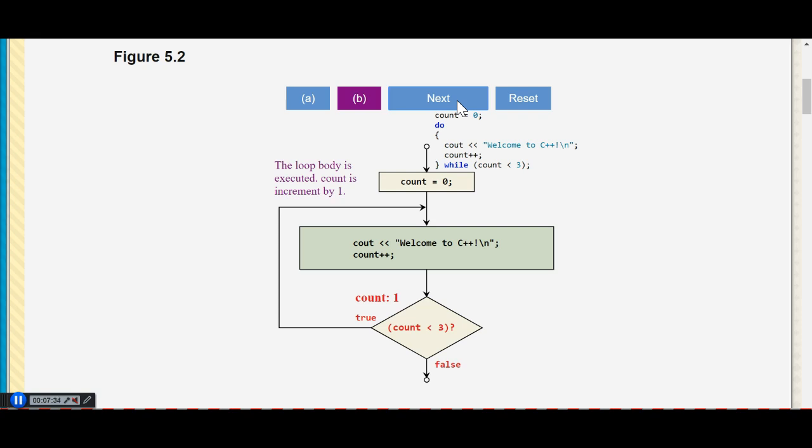Count increases from 0 to 1. Count's now 1, and then the test is whether 1 is less than 3. Here's that post test. Since that's true, the loop body's going to get executed. So here we go. Count's 1. We print out welcome to C++ and increment count to 2. And count's now 2. And so it's time to test if 2 is less than 3. Yes, it is. So we'll run the loop one more time, printing out welcome to C++, then this is the body again of the loop. And then incrementing count, I'm sorry, it was already 2, from 2 to 3.